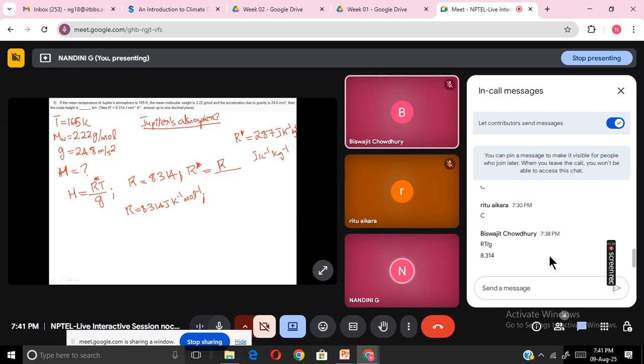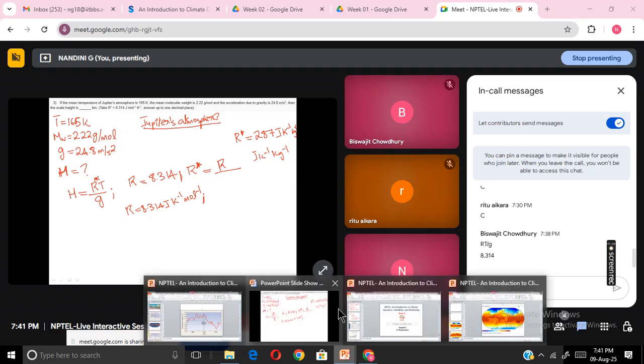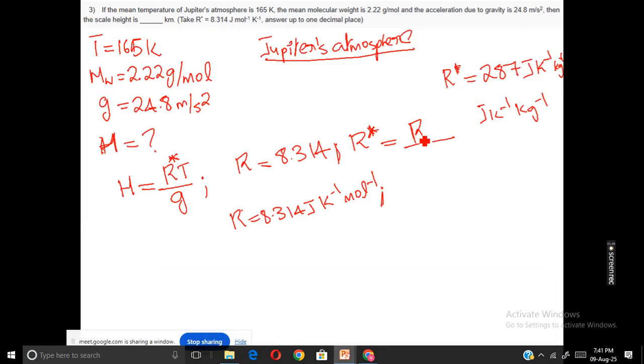Yes, exactly. So in this case, what will the molecular mass be? Yes, exactly. So here, in order to get R star, you have to divide R by 2.22 grams per mole. The unit of R is joule Kelvin inverse mole inverse, right? So the mole and mole will cancel and we will get the value. You can find the value of R star actually: 8.314 divided by 2.22. How much will it be?